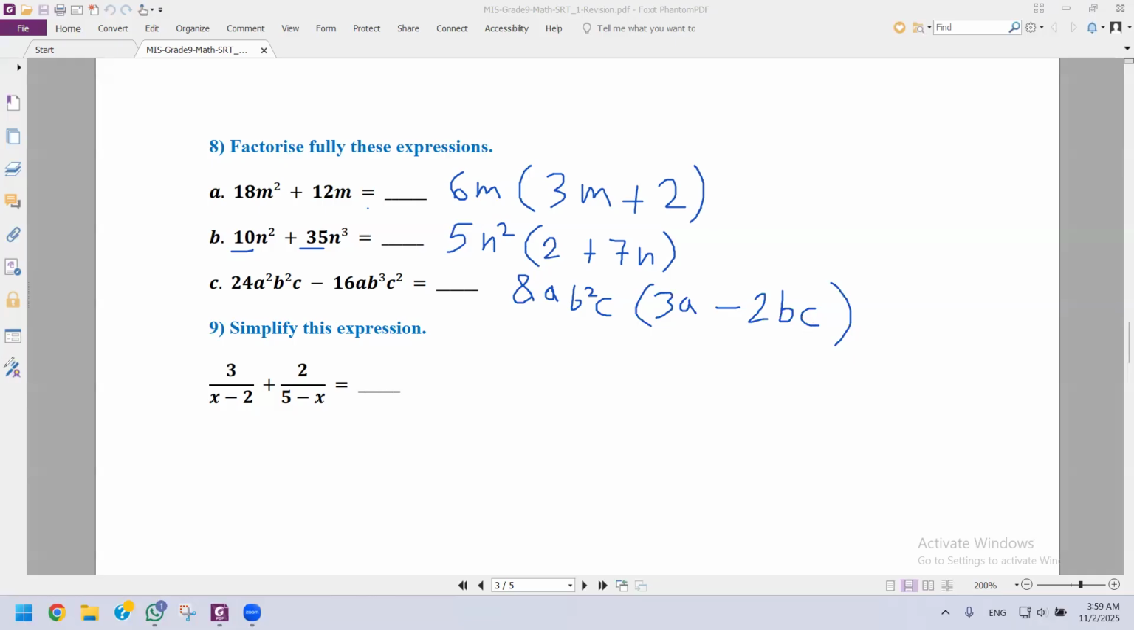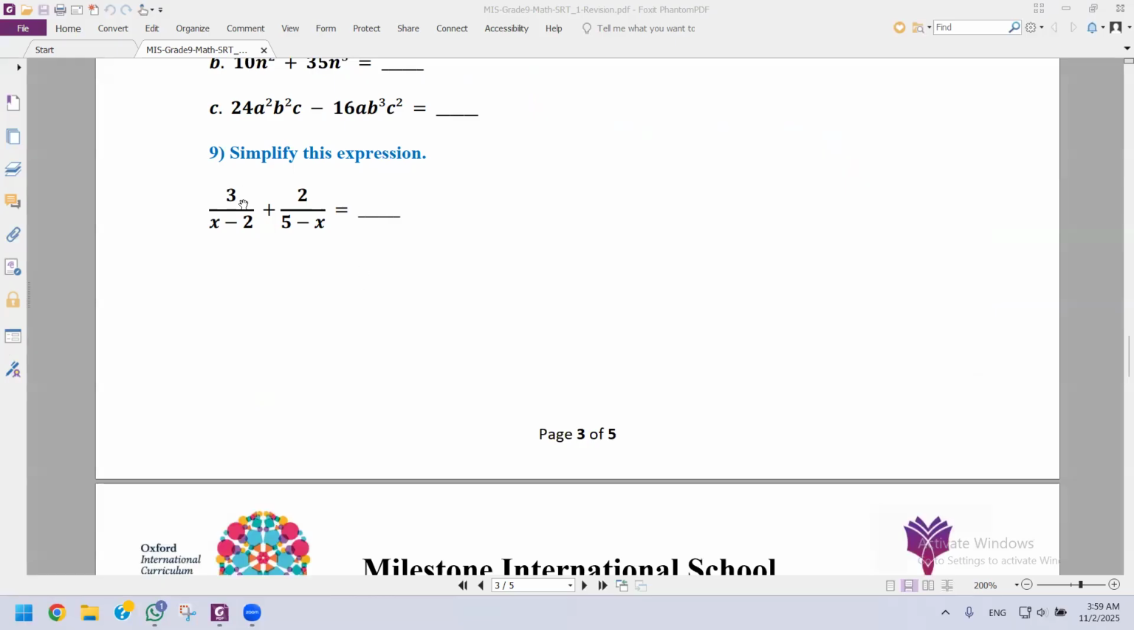Next, simplify this expression. 3 over x minus 2 plus 2 over 5 minus x. Normally in fractions, we simplify like this. We say, remove 2 from here and 2 from here. Can I do it here? No, we can't, because I can do it if it is multiplication. This is addition and subtraction. We can't do simplification. So, Mr., how do I simplify it?